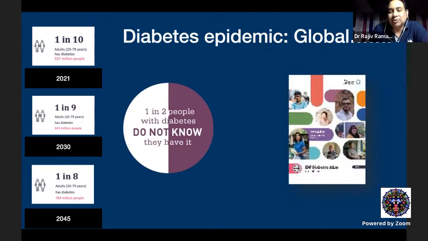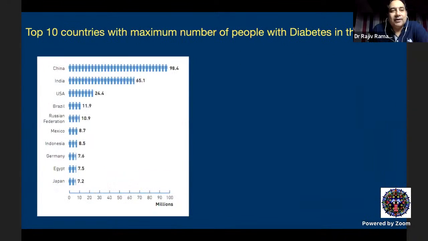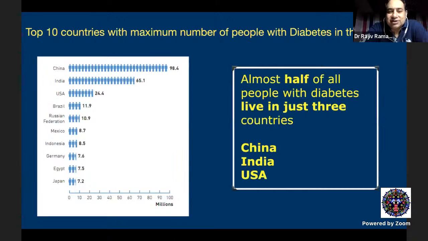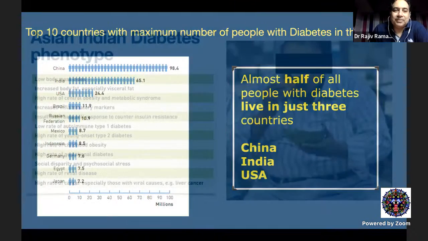So what we are talking about is only people who know that they have diabetes. So there is a big burden of undiagnosed diabetes in the community. And this is the list of the top 10 countries that have the maximum number of people with diabetes. And if you look at China, India, and US, nearly half of all people with diabetes just live in these 3 countries. That's the reason it becomes very important, especially for our country.